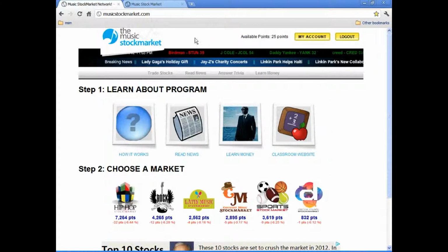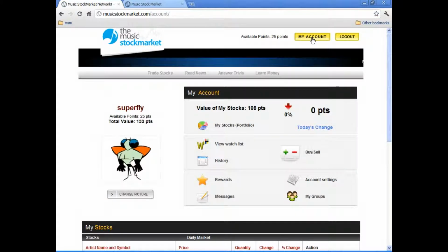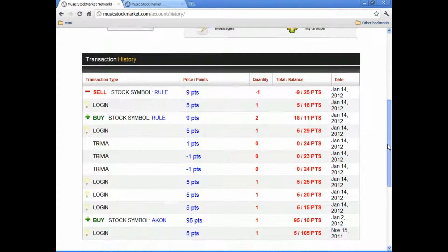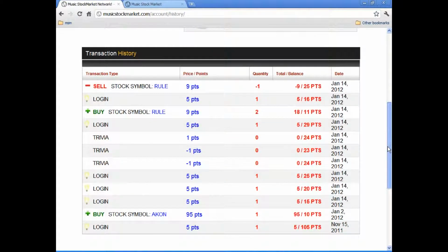Because I'm already logged in, I'm going to go to the My Account page. To get there, I'm going to click on the yellow button towards the top of the header that says My Account. If you are not logged into your account, then when you do log in, you're just automatically taken to the My Account page. From our list of tools and the icons, we're going to click on the icon that says History.